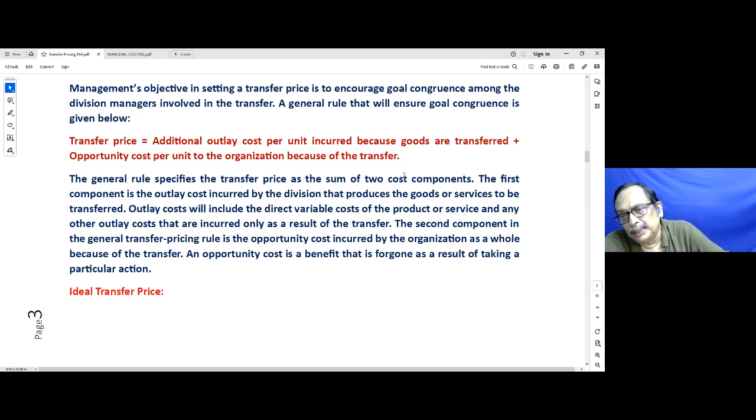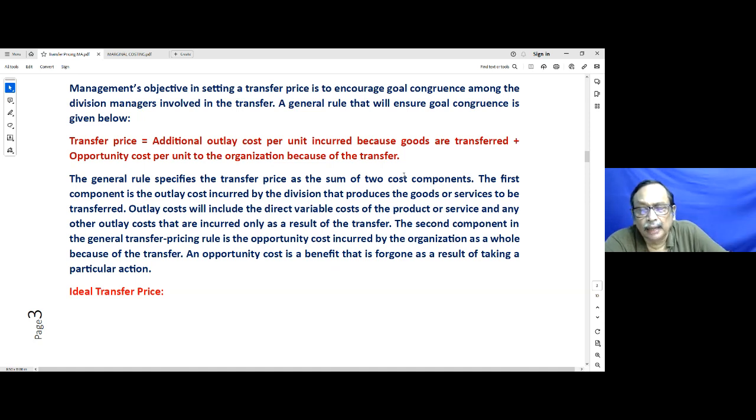An opportunity cost is a benefit that is foregone as a result of taking a particular action. To be an opportunity cost it should fulfill two essential properties. One is that resources are scarce and each resource should have an alternative use. Just for an example, supposing division A is manufacturing 1000 units and selling them to the external market. Now, if the manager of division A is willing to transfer these 1000 units to division B and stops the external sales, then any contribution being made per unit for selling outside will be stopped, and that will be an opportunity cost so far as division A is concerned.